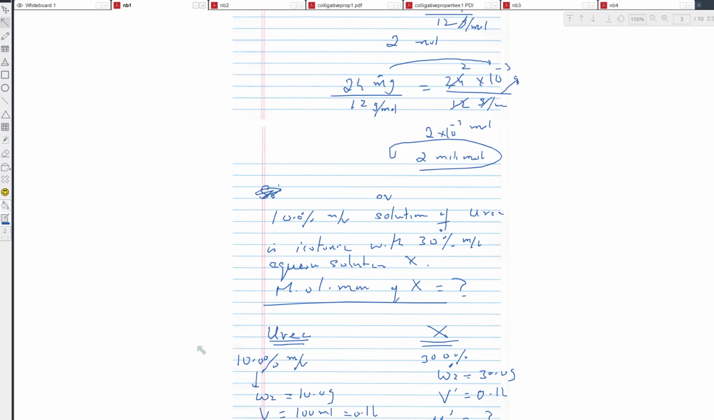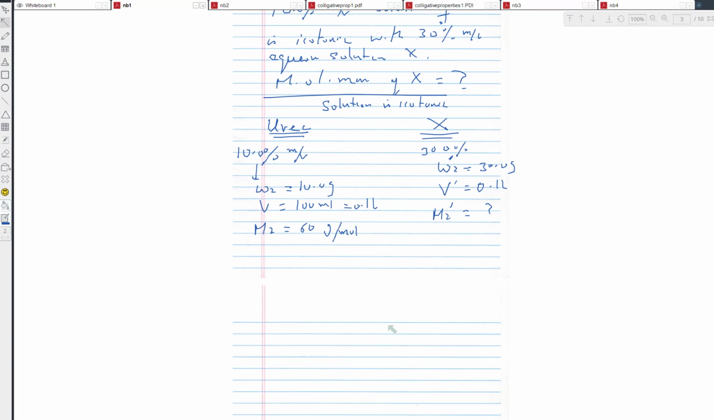And what I am saying, the solution is isotonic. What it means? Like you said, the osmotic pressure is the same for each. If this is pi, this is pi prime. So they are the same. It means pi is equal to pi prime. That's the meaning of isotonic. Both osmotic pressures are the same. Now solve the problem.